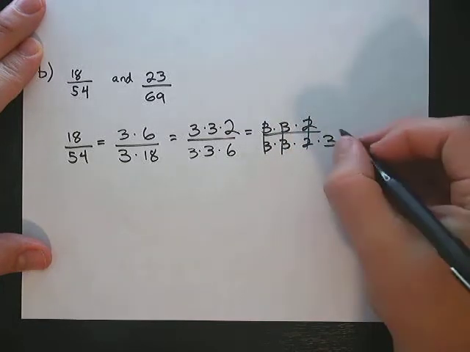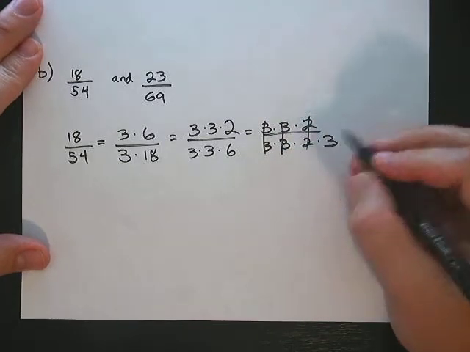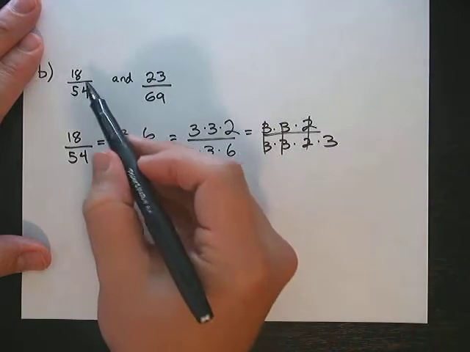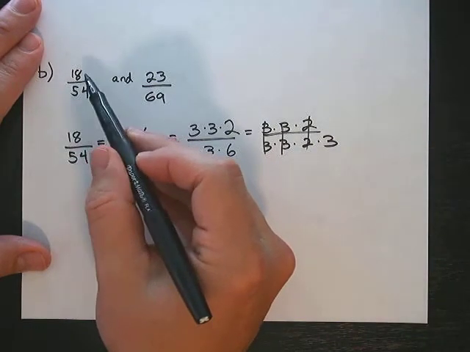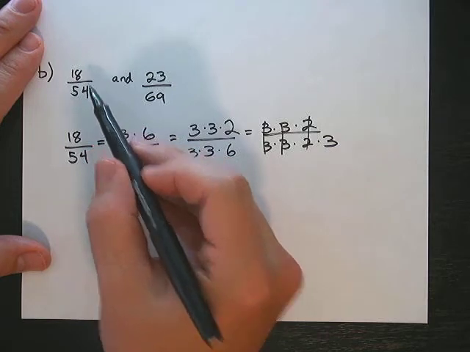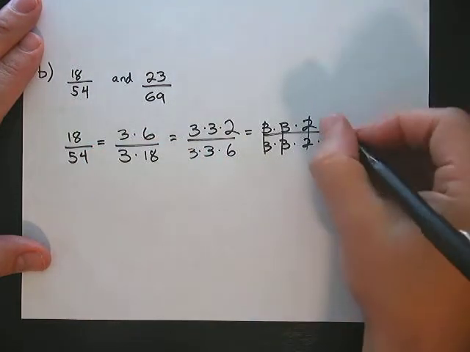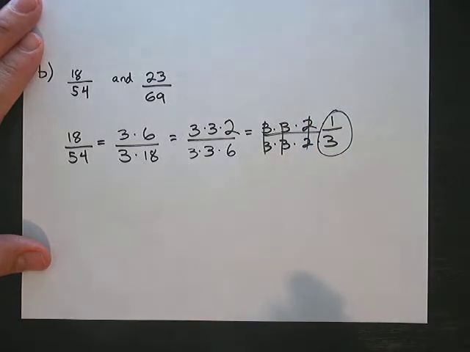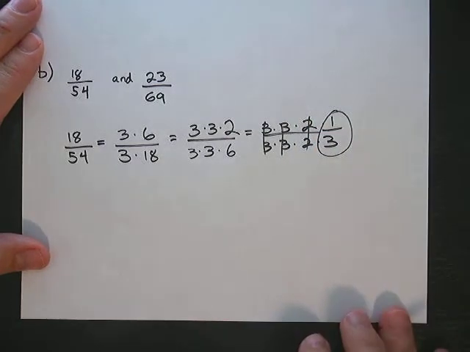Reduce, reduce, reduce. Now, if you reduce everything on top, don't just write down, oh, my answer's 3. No, your answer's not 3, because remember, this was 18 over 54. The numerator is smaller than the denominator, so it can't be a whole number. So put a 1 on top. If everything reduces, put a 1 on top. So we get 1/3. So 18 over 54 is equal to 1/3.